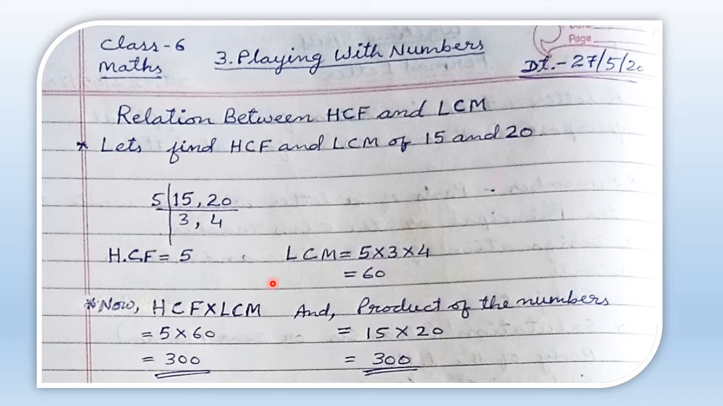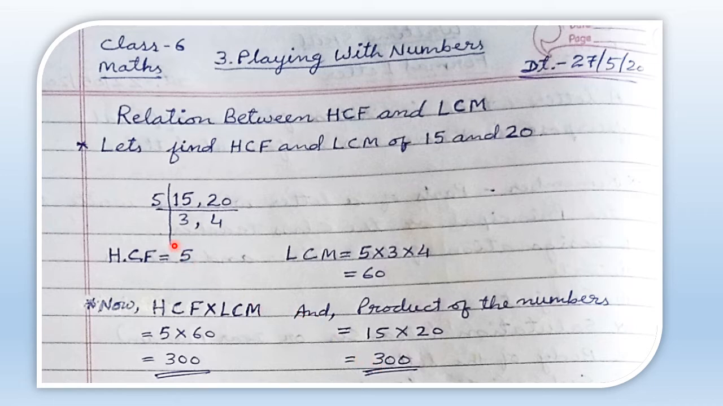Hence let us see the relation now. HCF into LCM, HCF multiplied by LCM. HCF we had 5 and LCM we had 60. So 5 into 60 is 300. Then let us find out the product of the two numbers. Those two numbers were 15 and 20, of which we had found the HCF and LCM. Their product is also 300.